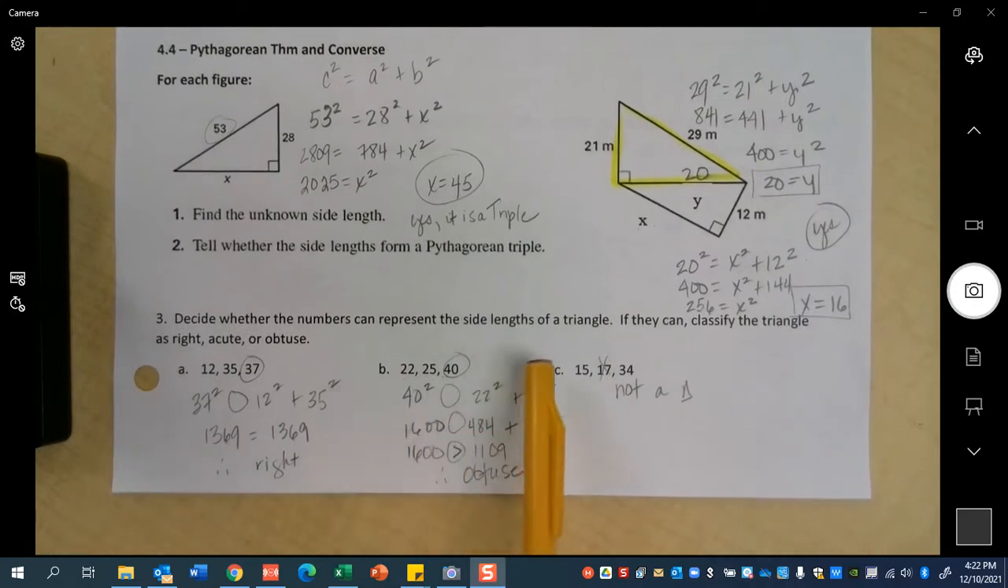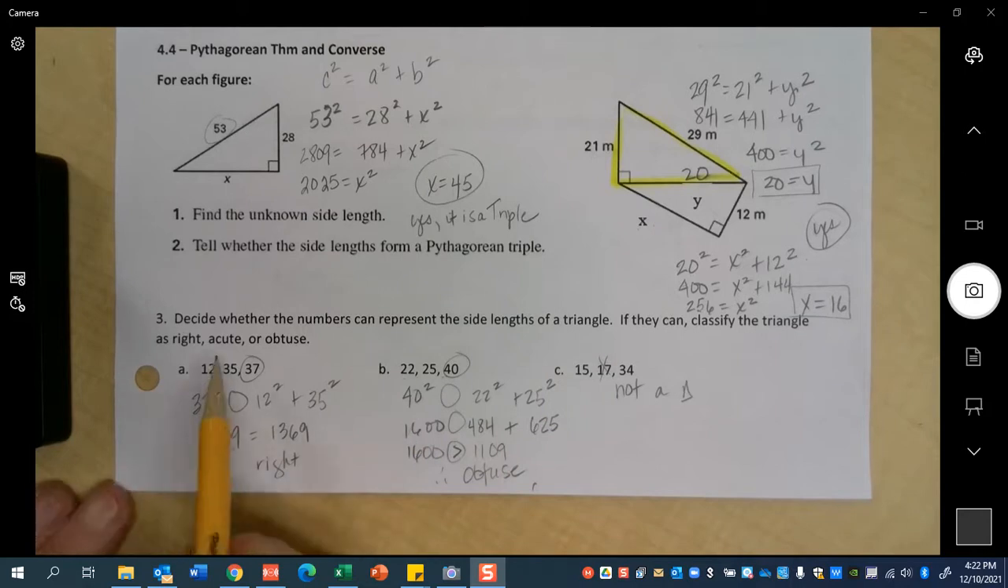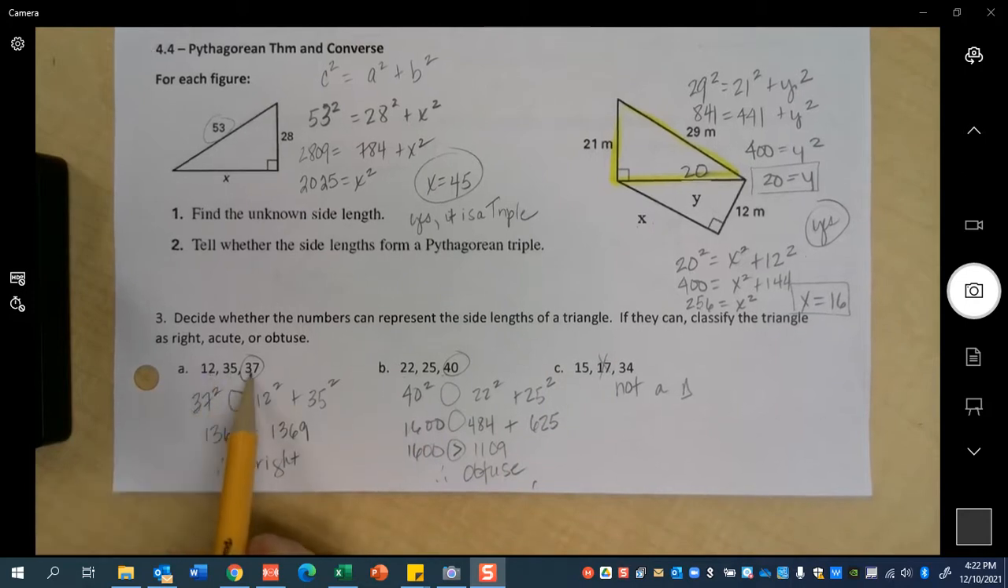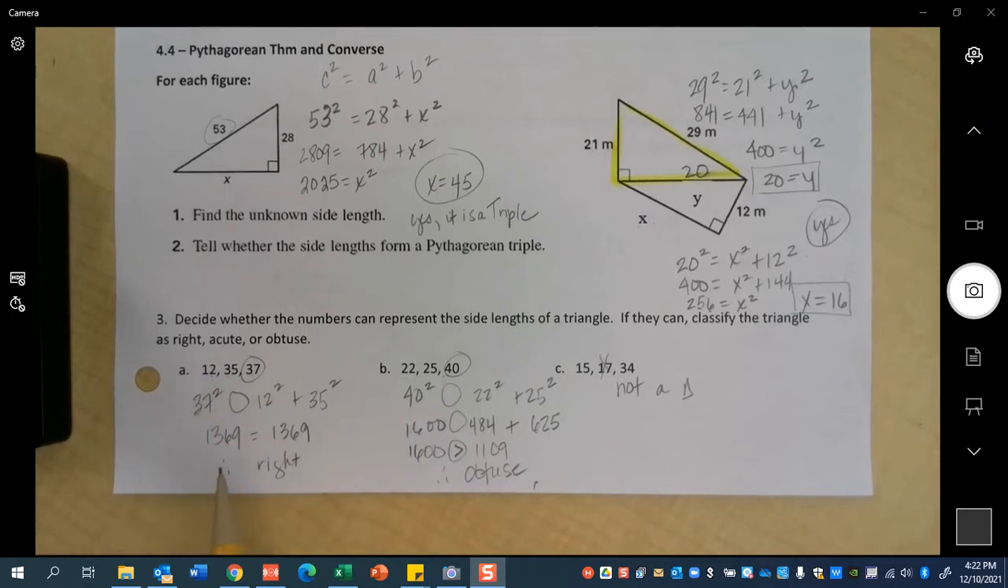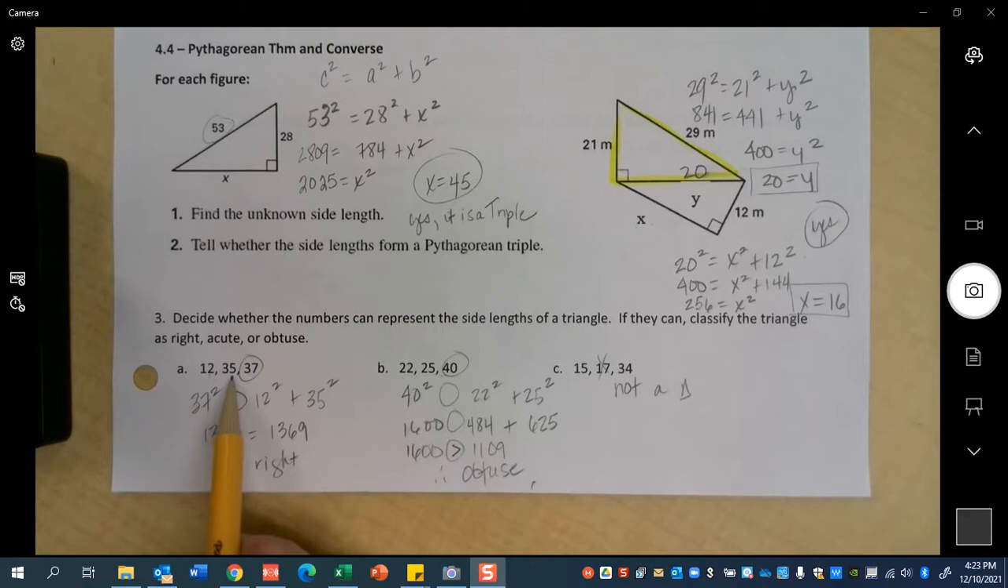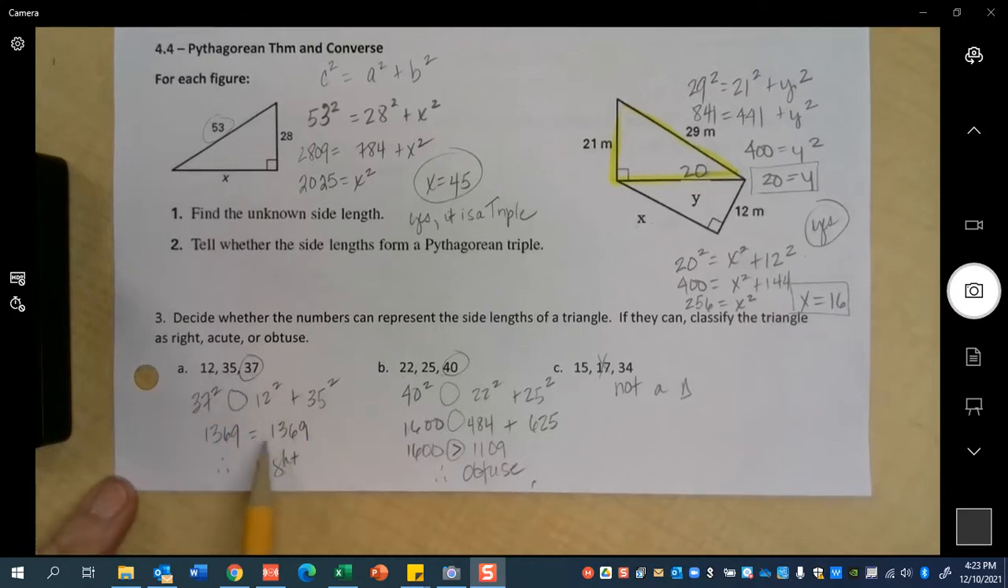All right, when I'm looking at this bottom part, can they represent the lengths of the triangle? That means that the sum of these two has to be bigger than that. So when I look at 12 and 35 added together, of course, that's bigger than 37. When I put that through Pythagoras, they're equal, therefore it's a right triangle.